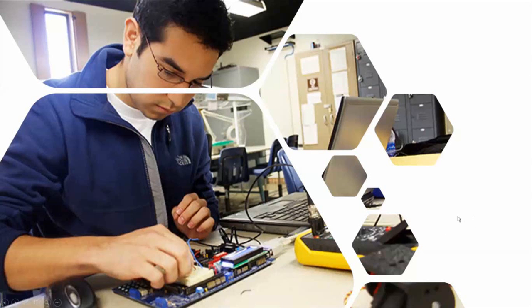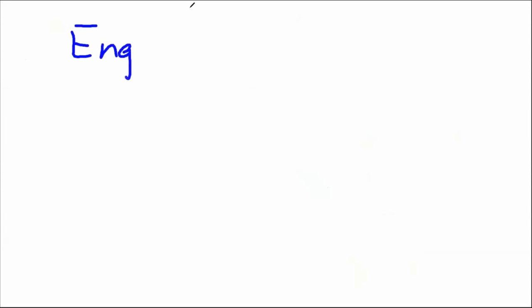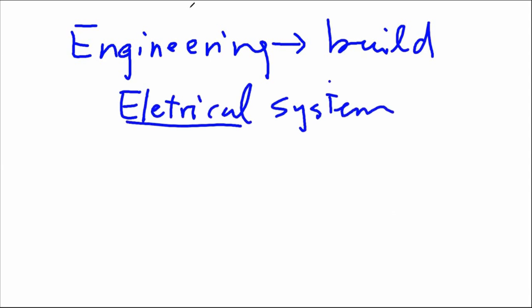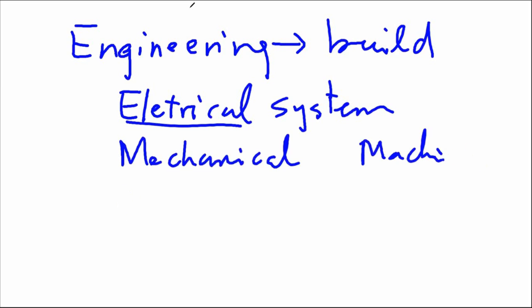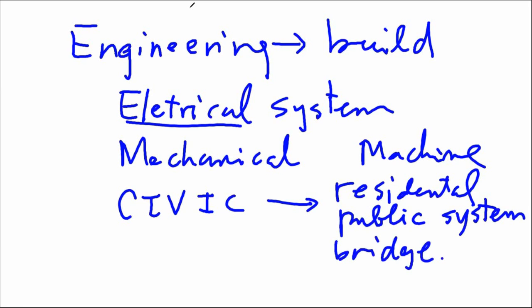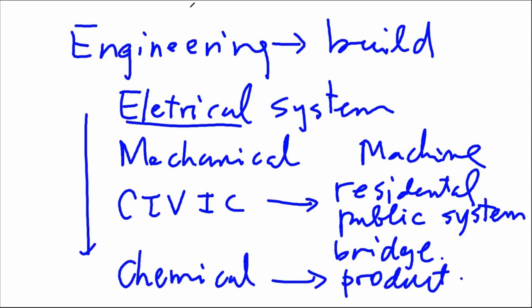And what is computer engineering? Computer engineering, on the contrary, is not to solve problems alone. It actually is a discipline to build computers. For all engineering disciplines, it actually is to build something. So we have electrical engineering that builds the electrical system. We have mechanical engineering that builds machines. We have civil engineering that builds the residential area, builds the public system, for example, transportation system, to build bridges. And we have chemical engineering to build chemical products, and etc. There are so many disciplines in engineering.